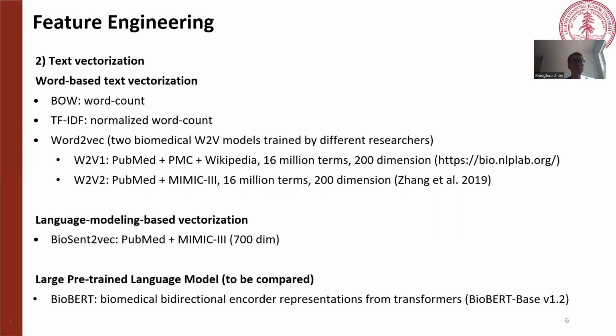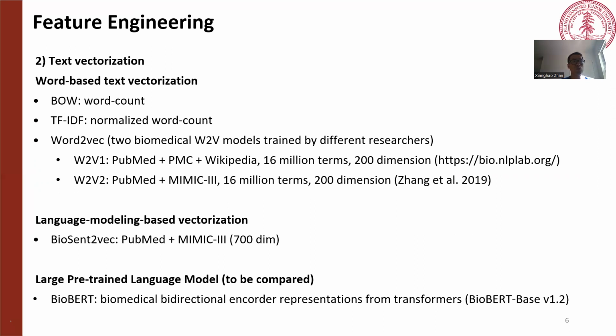The second one is the TF-IDF model, which is a normalized version of the bag of words, and not only takes into consideration the word frequency in a particular document, but also the number of documents that contain this word. So TF-IDF can further emphasize the rare words or rare terms that appear in a particular document. And the third one is the word-to-vec model.